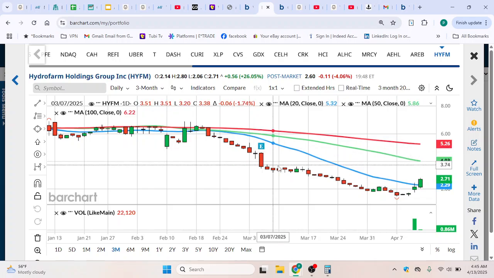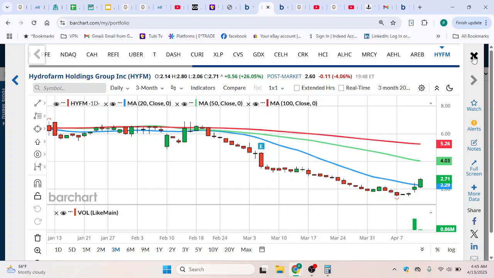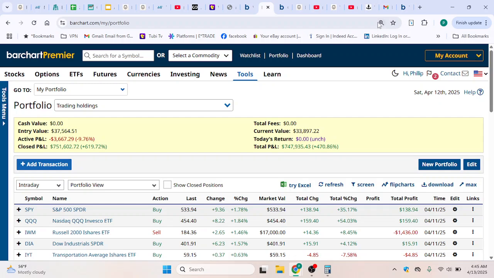And Hydrofarm Holdings, I like this. Even though it's in this downtrend on a daily time frame, I like this price action here on Wednesday, Thursday, and Friday. So those are just some ideas looking forward for you guys. I hope that helps you out. I hope that gives you some context of the market.